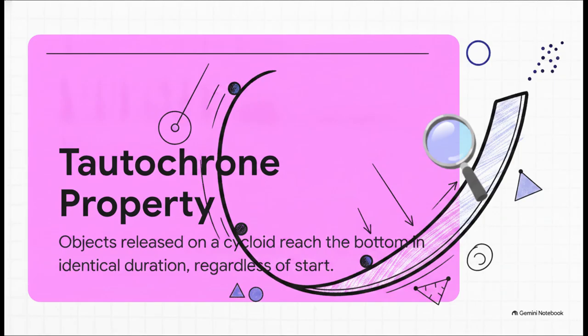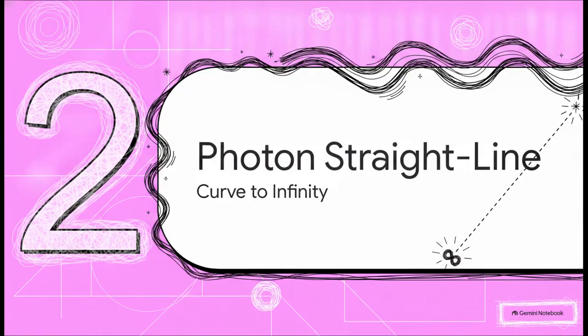The time to convergence is totally invariant to where you start. It doesn't matter what your initial displacement is on that slope. The duration to reach the minimum potential is exactly identical. It's almost like the curve has its own built-in, unchangeable metronome. Pretty wild, right? Moving right along to Section 2, the photon straight line limit, pushing the curve to infinity.